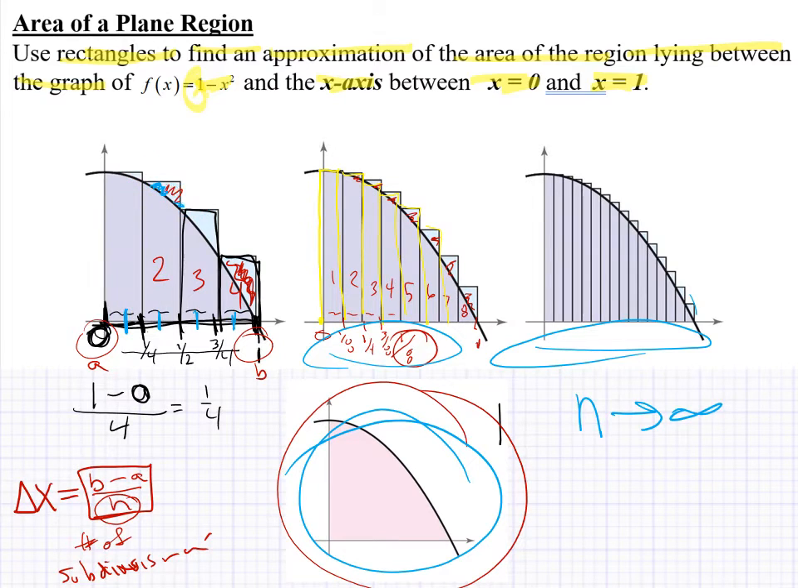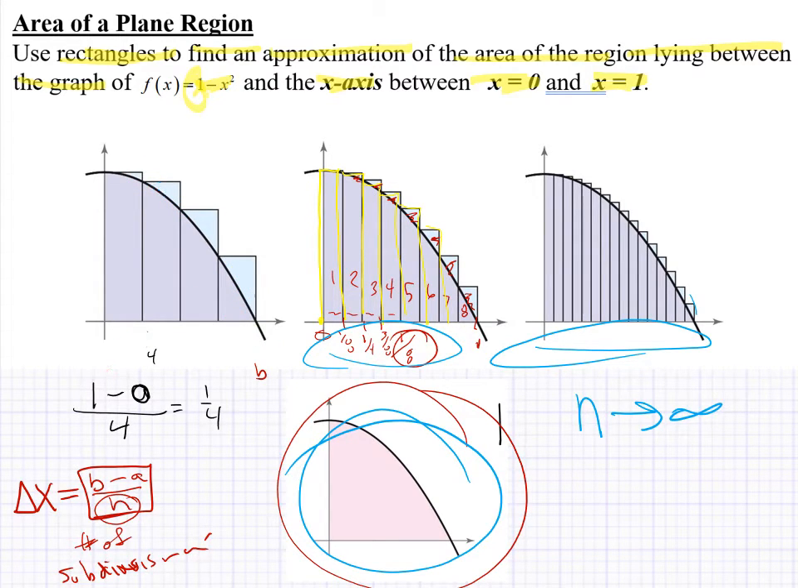Now, there's another way I could do this. I'm going to start from scratch here and erase this. It would be not an overestimate, but an underestimate. The way I do that is I make the right-hand side of every rectangle hit the function to get the height of my rectangle. And this hits the function, that's the height of my rectangle.